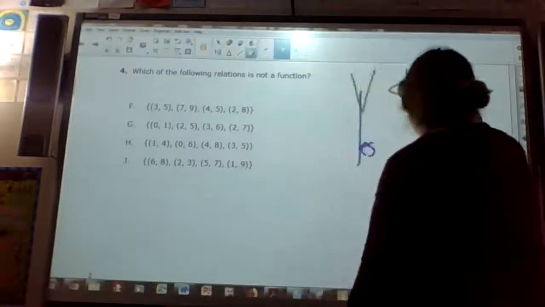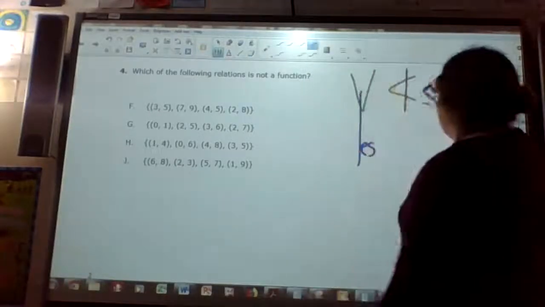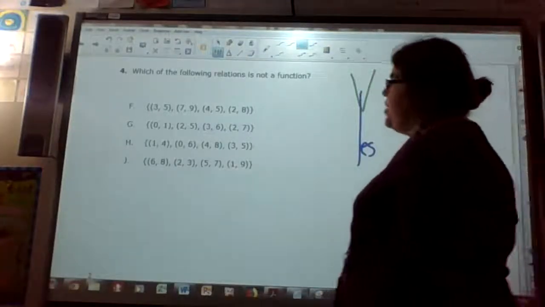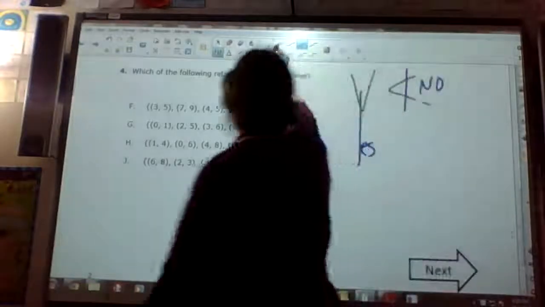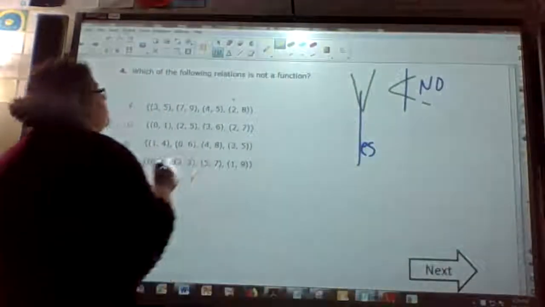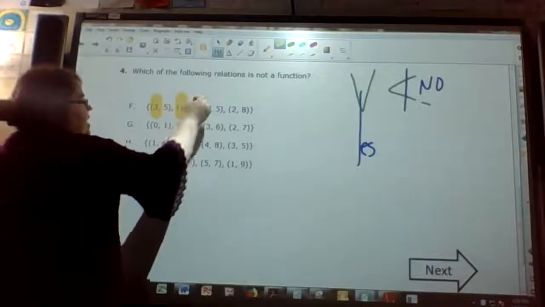So let me kind of fix that. So I'm going to look at my x value. So to do this, I like to use my highlighter, and I highlight just my x values.